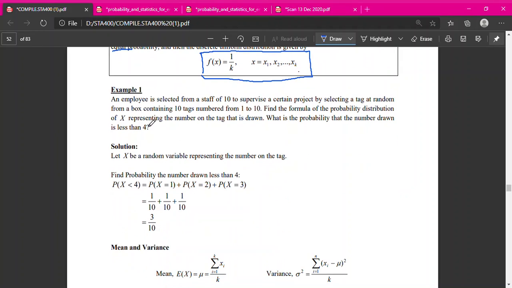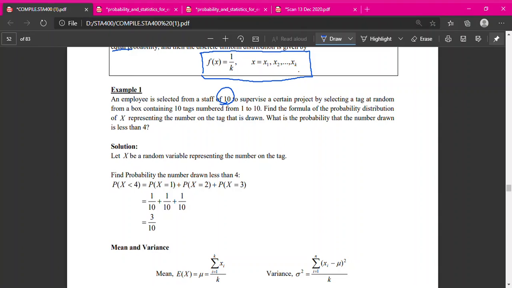Contohnya kat sini. An employee is selected from a staff of 10 to supervise a certain project by selecting a tag at random from a box containing 10 tags numbered from 1 to 10. Find the formula of the probability distribution of X representing the number on the tag that is drawn. Okay. So, kita kat sini, kita ada semua sekali ada 10 staff. Okay, and then dia nak provide satu employee kepada supervise. Okay, macam mana dia buat? Dia tag a random from a box containing 10 tags numbered.